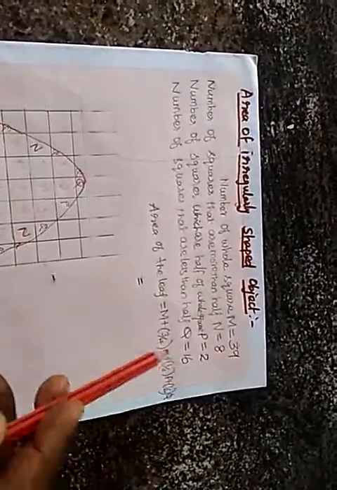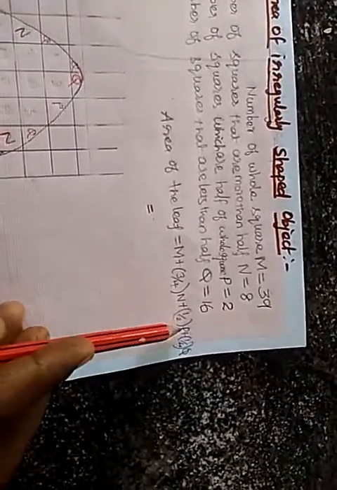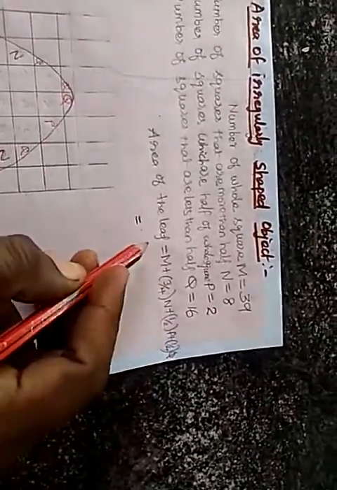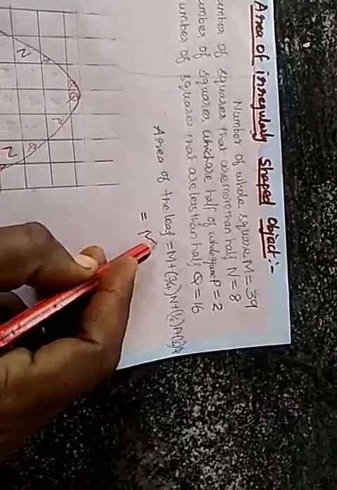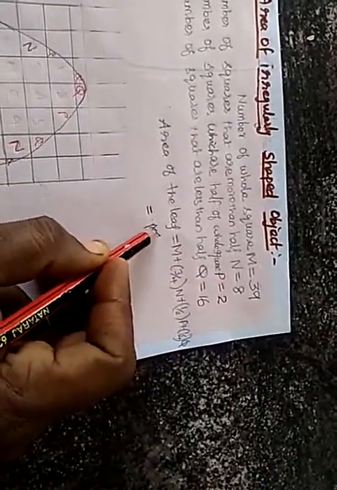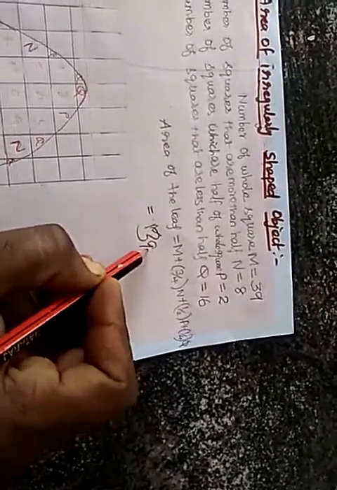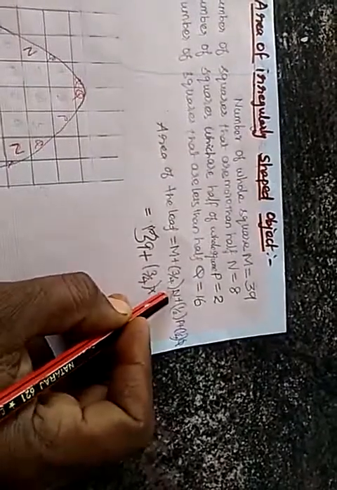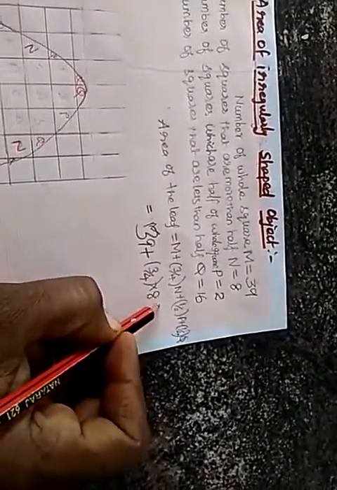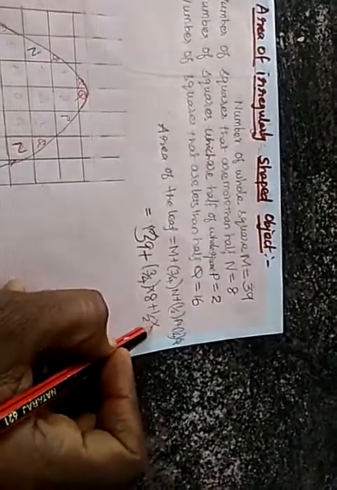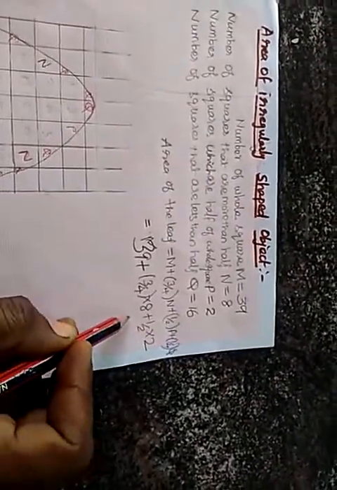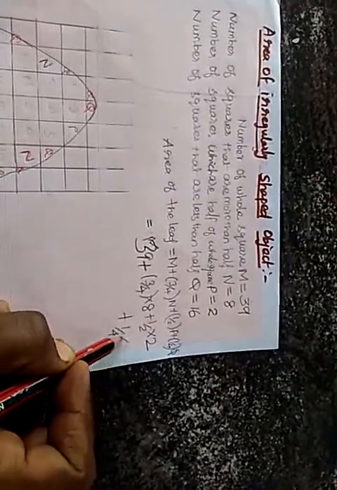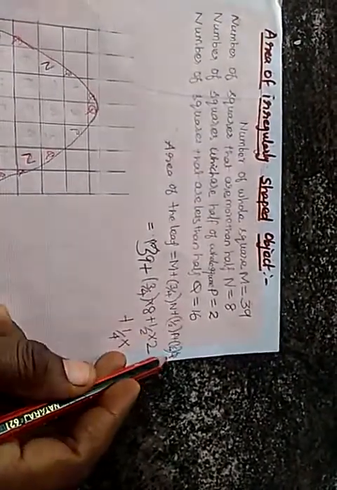So these values are substituted in this formula. Area of leaf is equal to m plus 3 by 4 n plus 1 by 2 p plus 1 by 4 q. Then here we substitute the values. M value 39, plus 3 by 4 into n value 8, plus 1 by 2 into p value 2, plus 1 by 4 into q value 16.